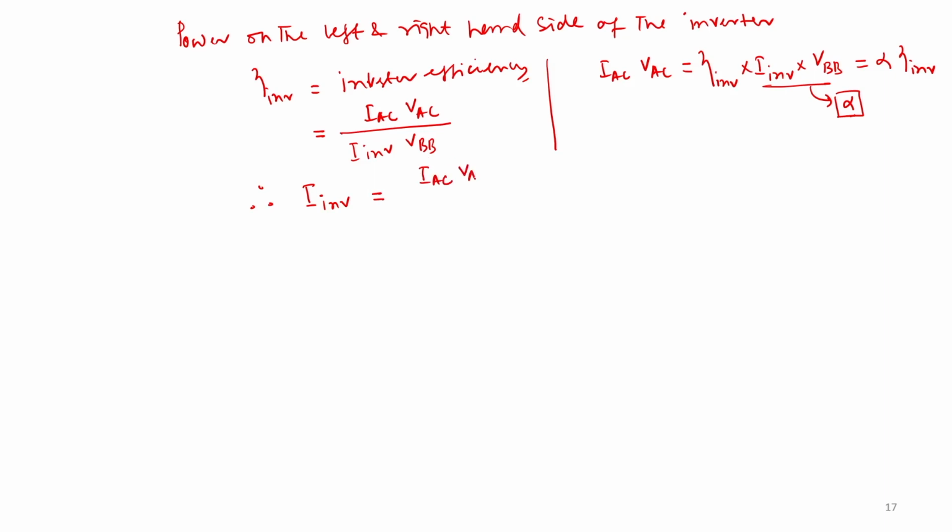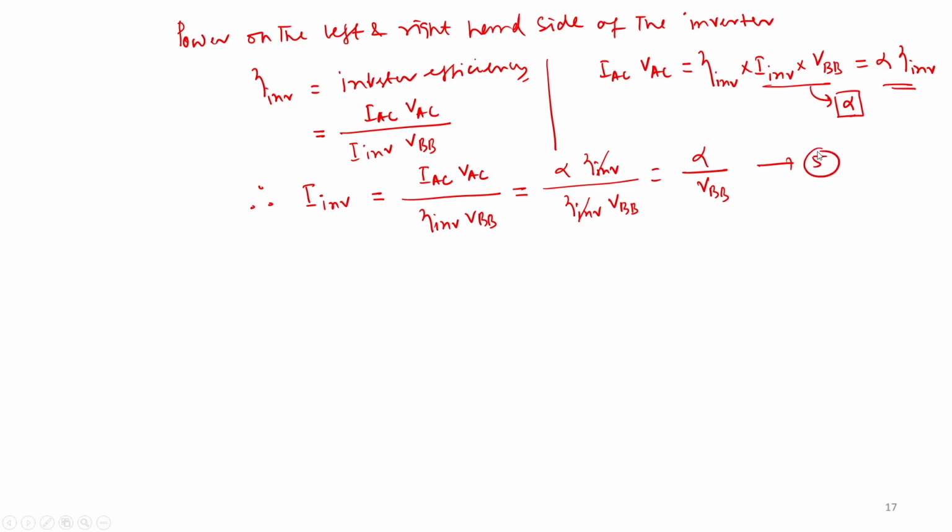So, here if we are interested in the inverter current, then this will be something like IAC times VAC over eta inverter times VBB. Then if we substitute the expression we have written here, it will be something like alpha multiplied by the efficiency of the inverter, over the efficiency of the inverter multiplied by VBB. So, this term goes off, then it will be alpha by VBB. Okay. This may be equation number 5.